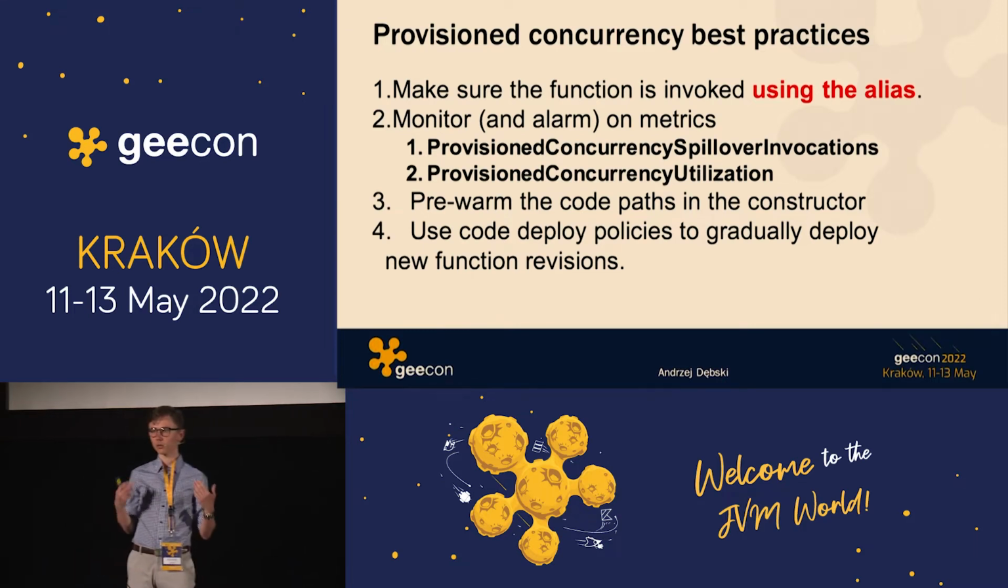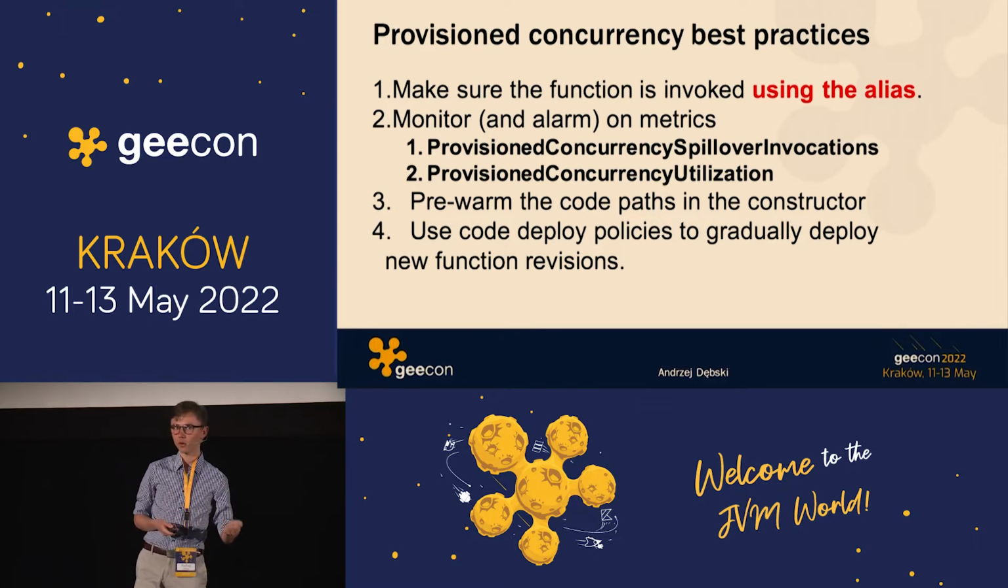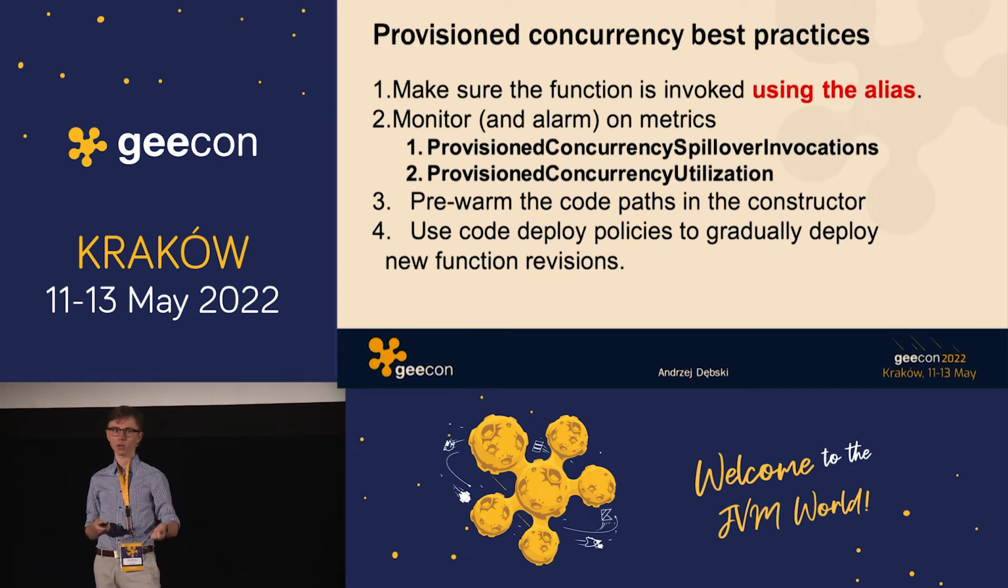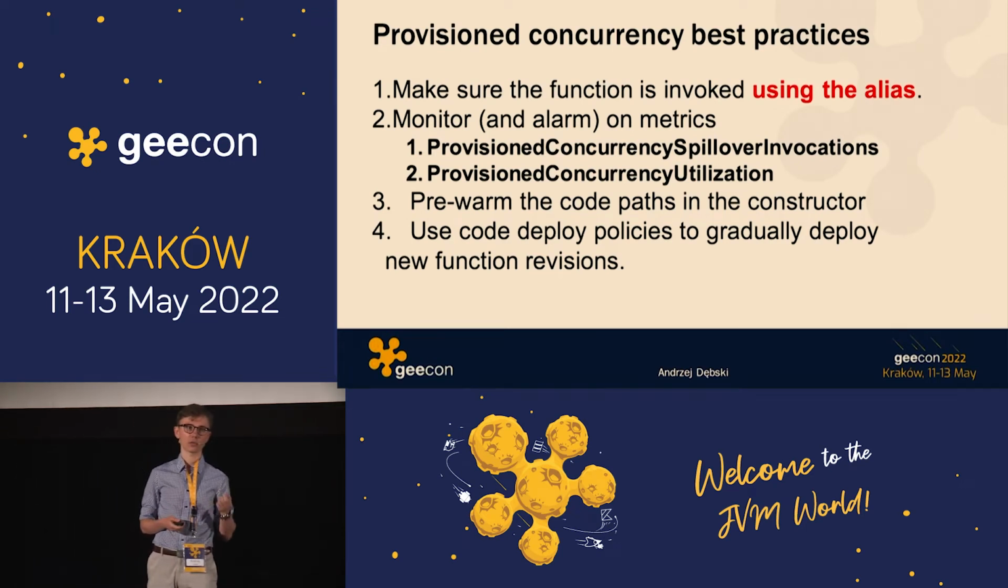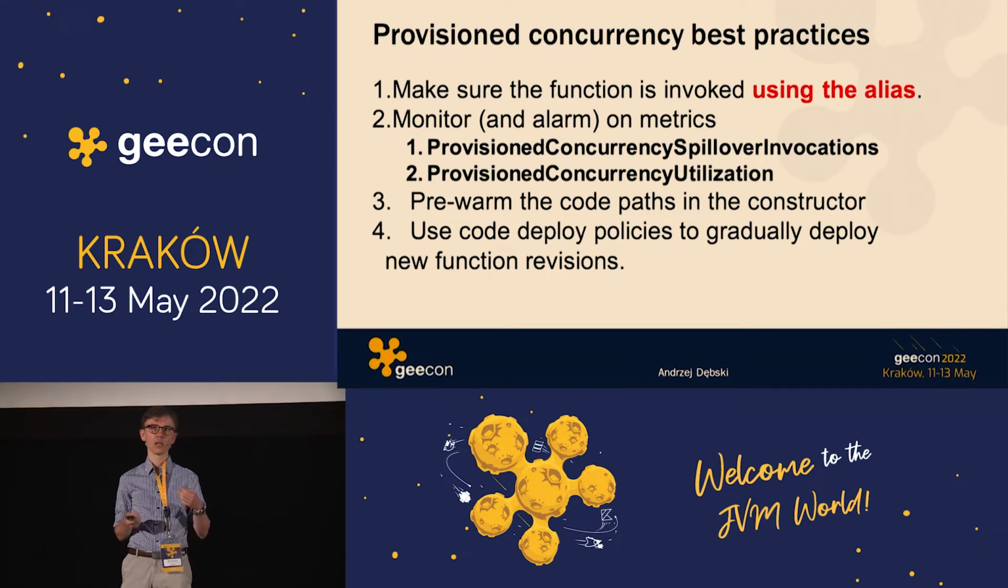Number two: CloudWatch has very useful metrics for provisioned concurrency out of the box. Spillover invocations will tell you how many requests couldn't be handled by provisioned concurrency. That can give you an idea: should I have more containers? Should I increase the provisioned concurrency or not? That's up to you, but this is a very useful metric to look out for.